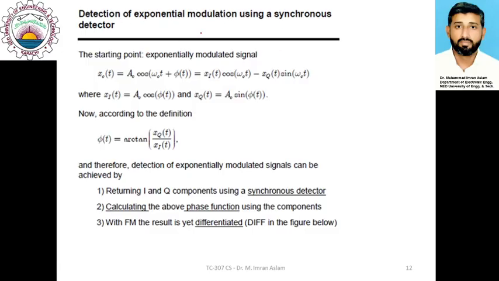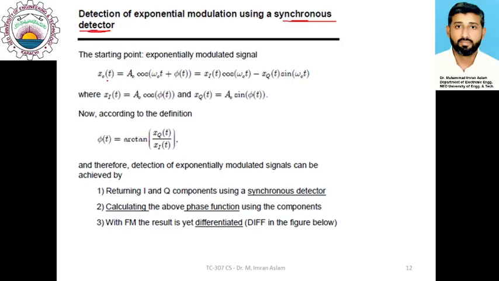The third scheme to demodulate the exponential wave modulation schemes, including both phase modulation and frequency modulation, is by using synchronous detectors. So how can we use synchronous detectors here?